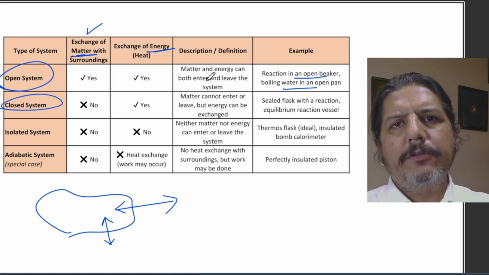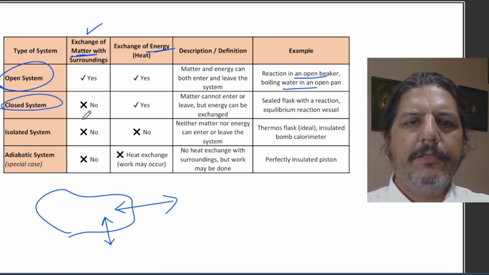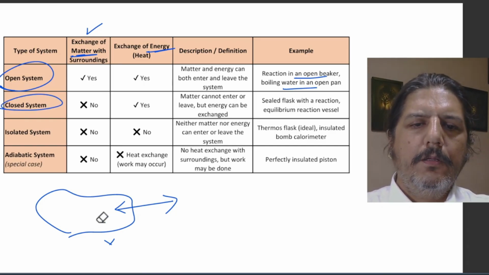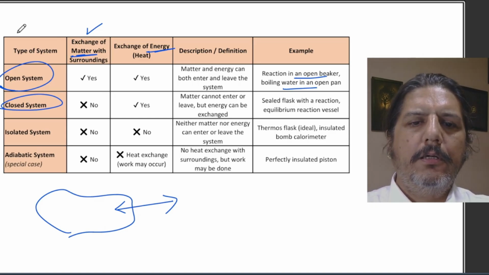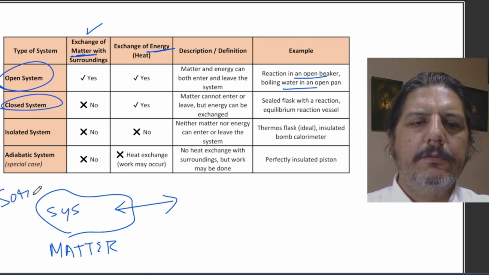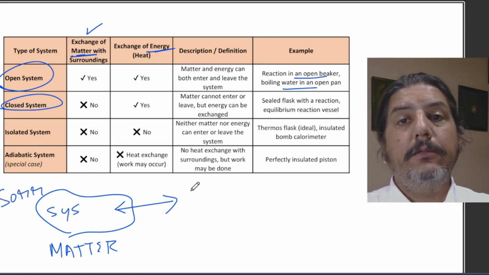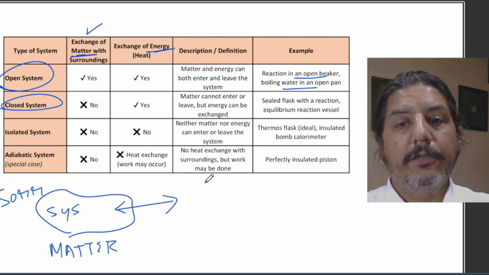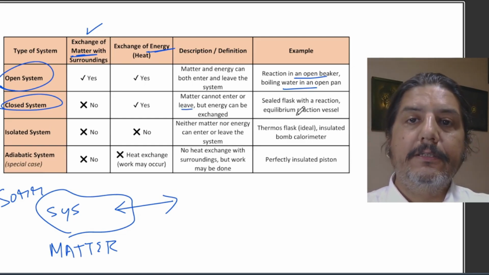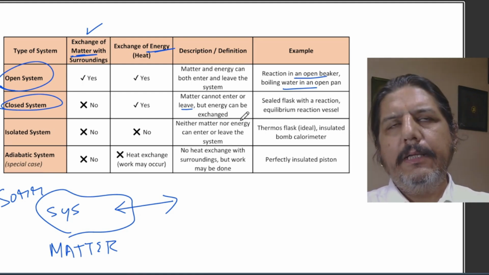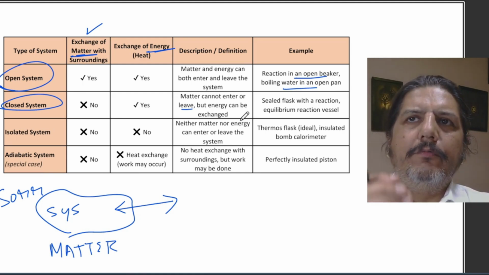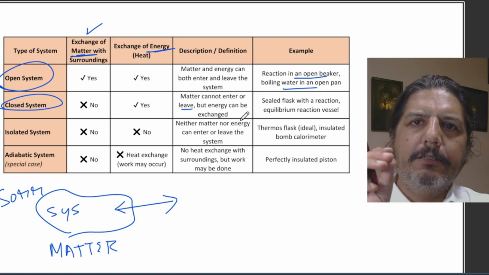The second type of system is the closed system. In closed systems, matter can't be exchanged between the system and the surroundings, but energy can be exchanged. So matter cannot enter or leave, but energy can be exchanged. Basically, a sealed flask with a reaction. Typically, when we say equilibrium or reversible reactions, they always take part in a closed system.